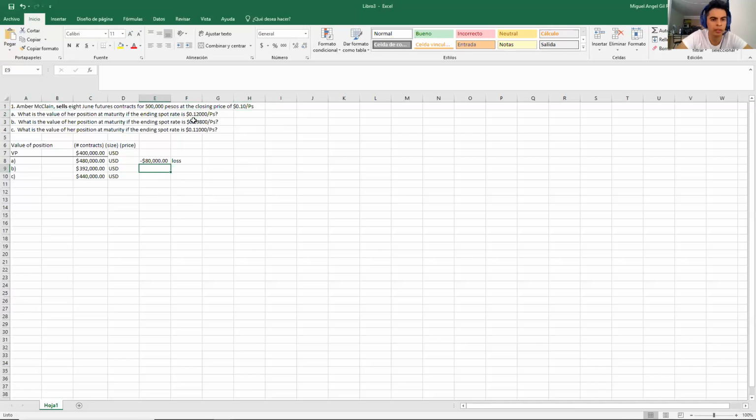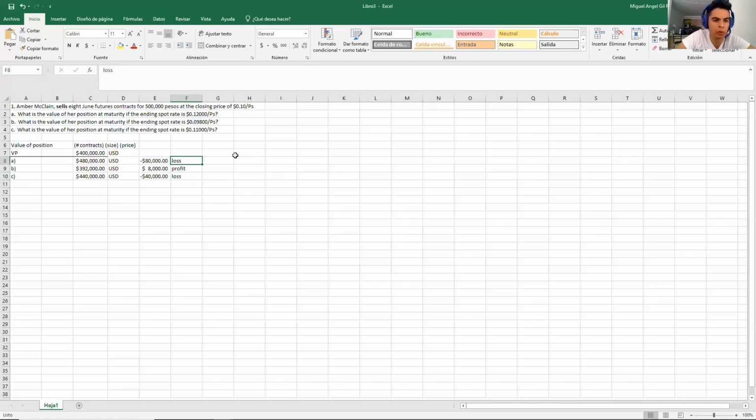In the next one is the opposite. Now the market is cheaper and I am forced to sell it at a more expensive price. So that is good for me. So that will be profit. And in that case, it will be 8,000 profit. Then in the last one, it will be similar to the first one. It will be a loss because the market is 0.11 and the future is 0.1.